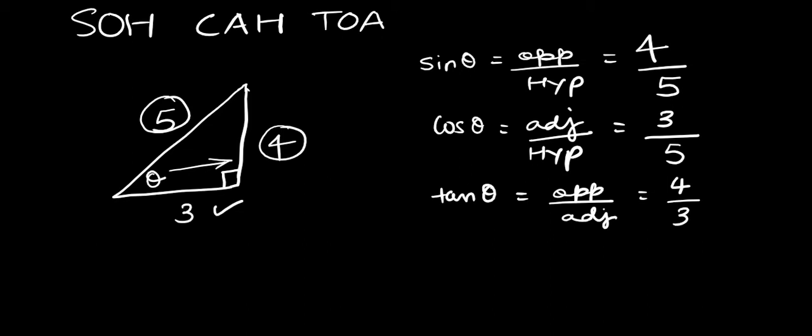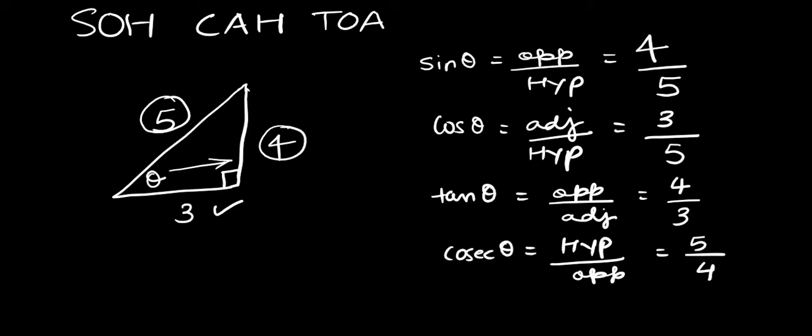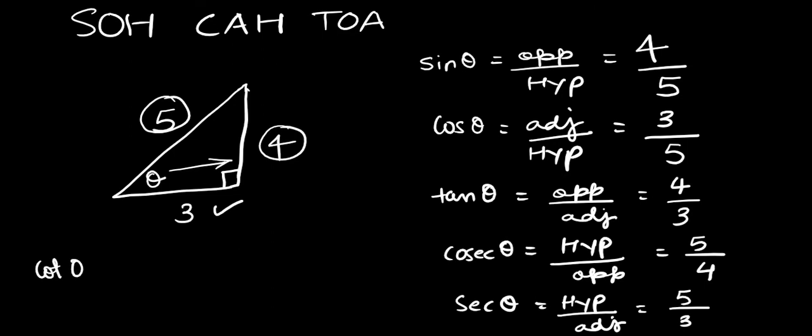Next is cosec theta, as cosec is hypotenuse over opposite side. Hypotenuse is 5 by opposite side 4. Next is sec theta, that is hypotenuse divided by adjacent side. So our hypotenuse is 5 and adjacent side is 3. The last is cot theta. Cot theta is equal to adjacent over opposite side. So our adjacent is 3 and opposite side is 4.